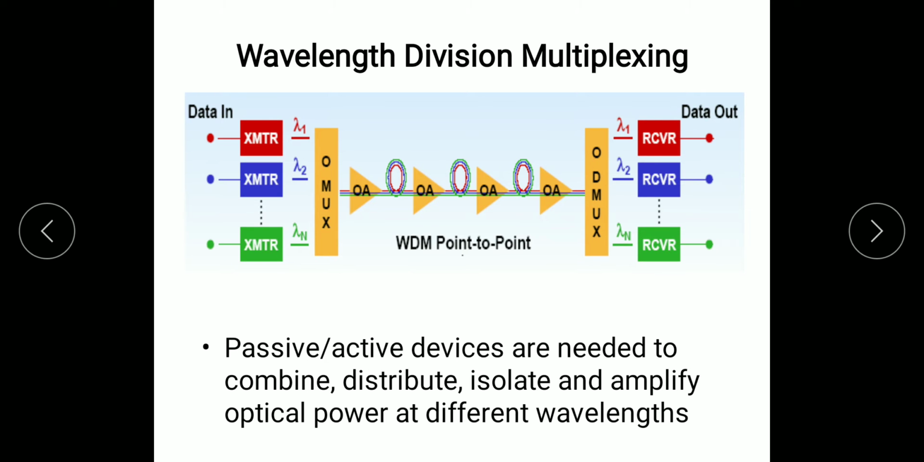See in this diagram, passive and active devices are needed to combine, distribute, isolate and amplify optical power at different wavelengths. So these are the optical amplifiers. This is the multiplexer, this is the demultiplexer. So we need all those passive components for working of WDM.